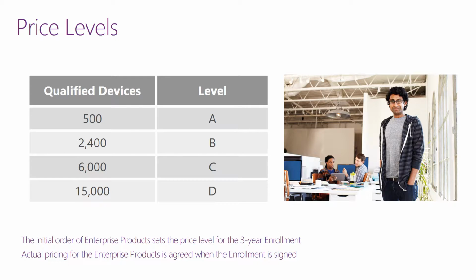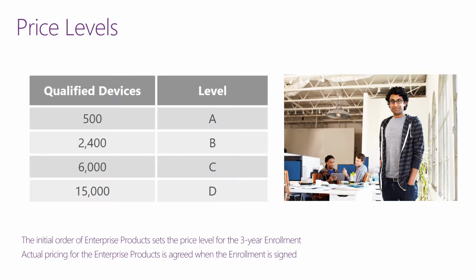When the initial order is placed for the enterprise enrolment, a price level is set for the duration of the 3-year enrolment. You can see here that the price level is dependent on the number of qualified devices, with level D giving the highest level of discount. What's also set at the time of the initial order is the actual price that will be paid for the enterprise products during the term of the enrolment.